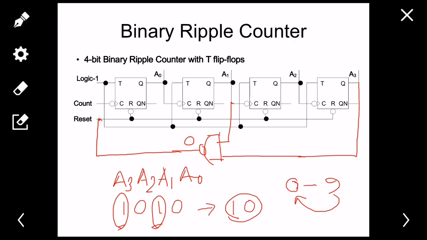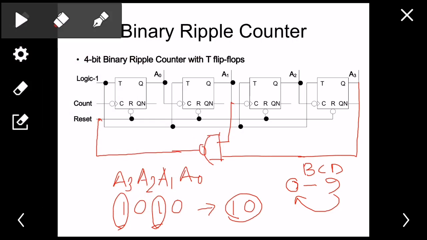So it is technically a BCD counter right now. The circuit you're seeing right now is a BCD counter. So this is a BCD counter, a BCD ripple counter.